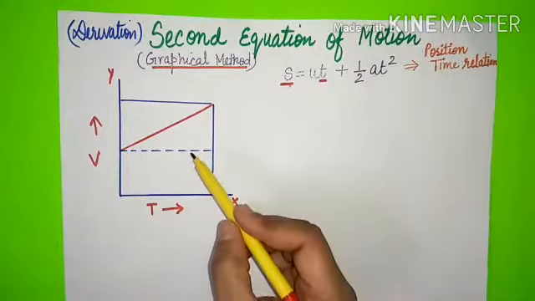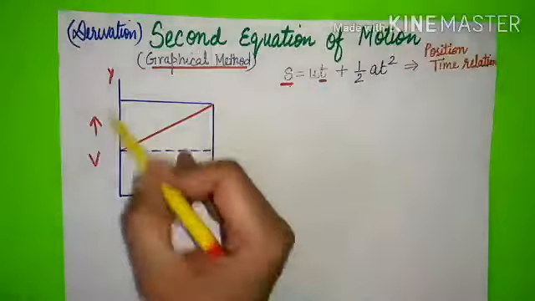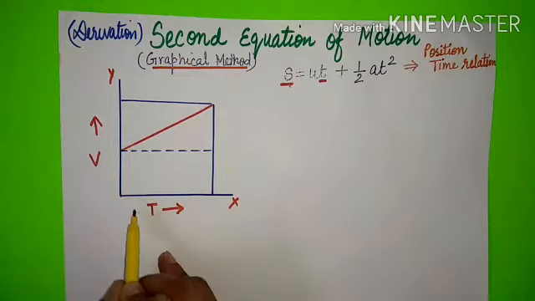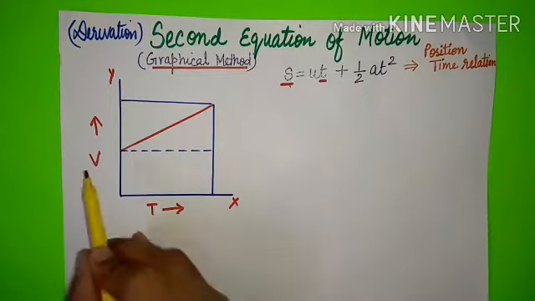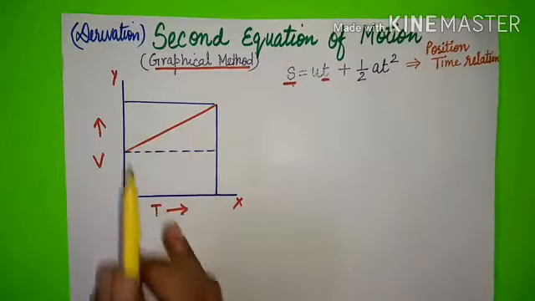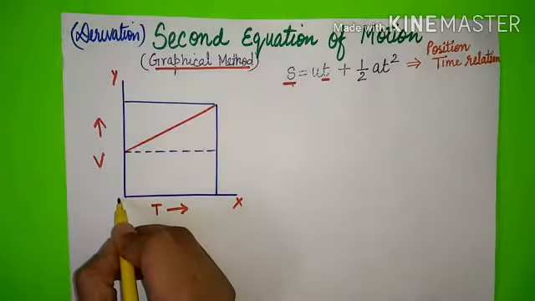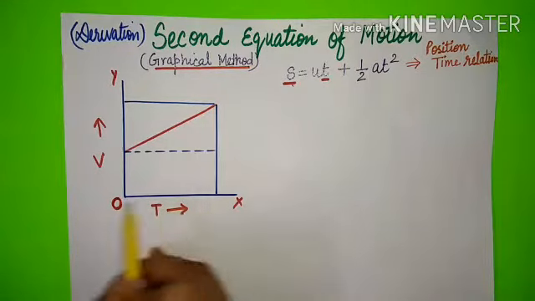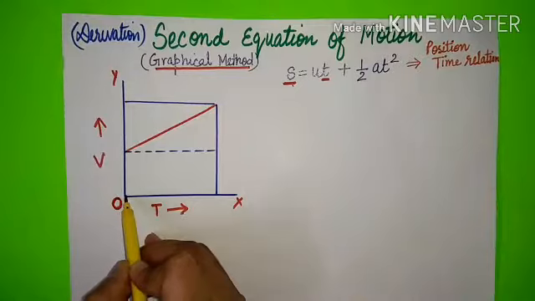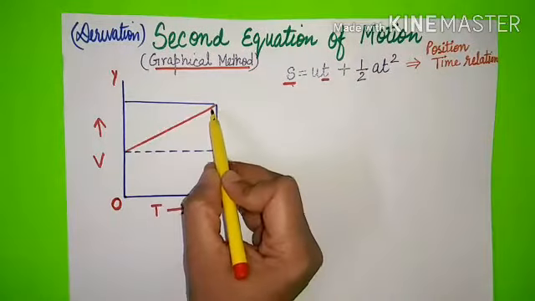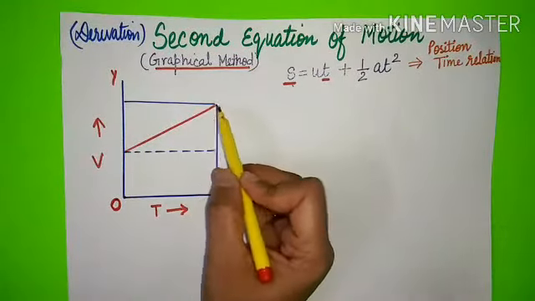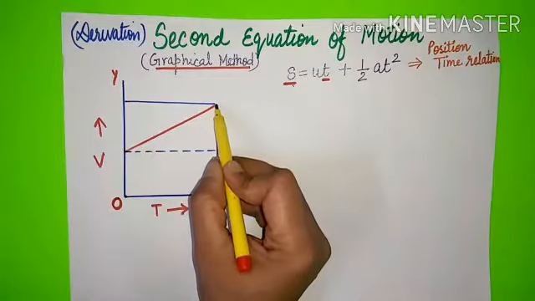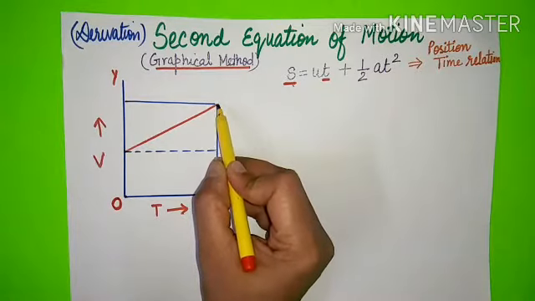First, I have already drawn the outline of this graph. This is actually a VT graph. Time lies on the x-axis and velocity lies on the y-axis, and this is the origin point. Let's take O, where x and y meet. This red line indicates the path taken by an object, where this is the starting point and this is the end point of the journey.